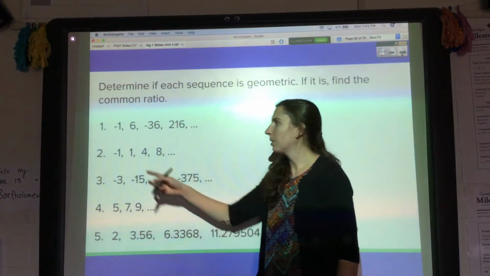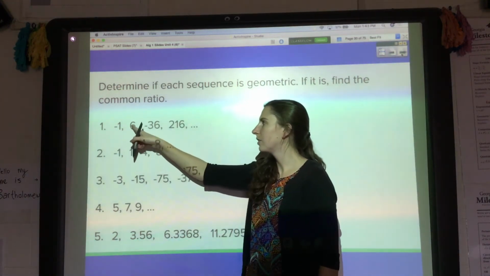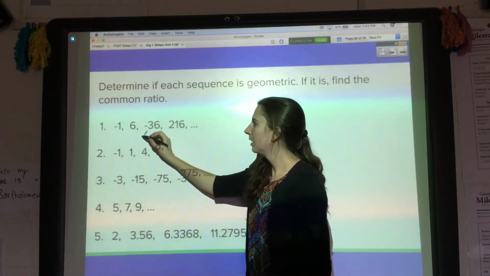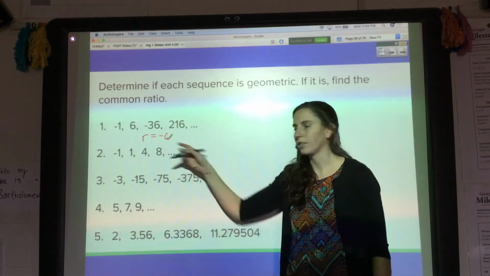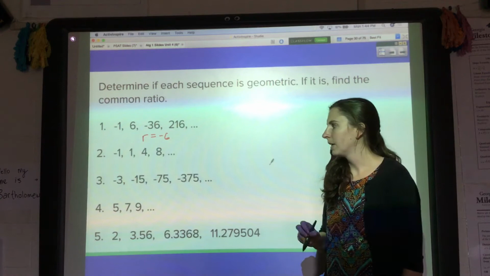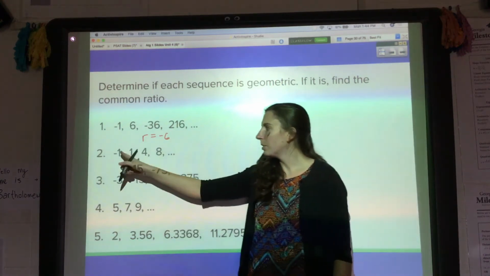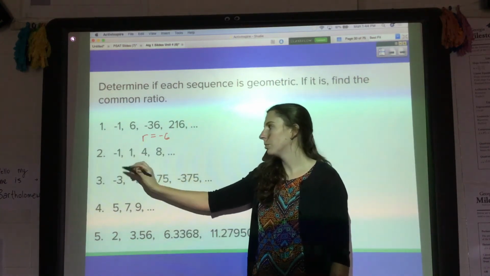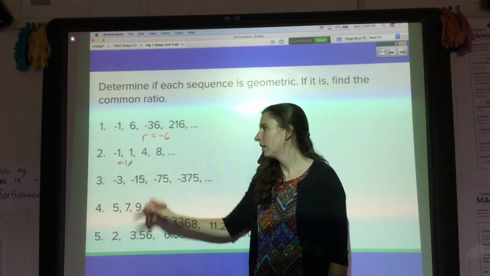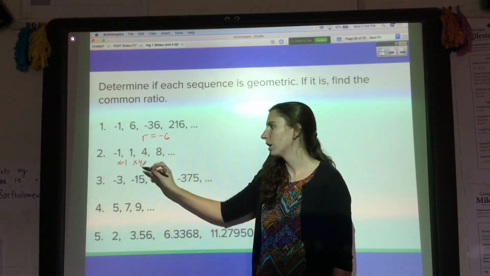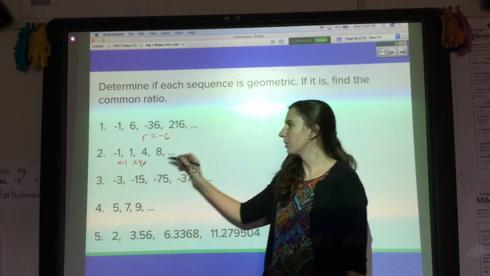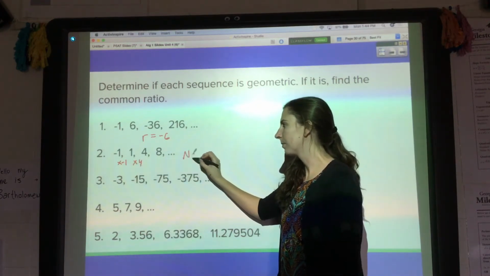This one is multiplying by negative 6 each time. So since it's multiplying by negative 6, yes, it is geometric. The R value is negative 6. This one, to get from negative 1 to 1, you'd have to multiply by a negative 1. And to get from 1 to 4, you'd have to multiply by 4. Since those are different numbers, this is not geometric.